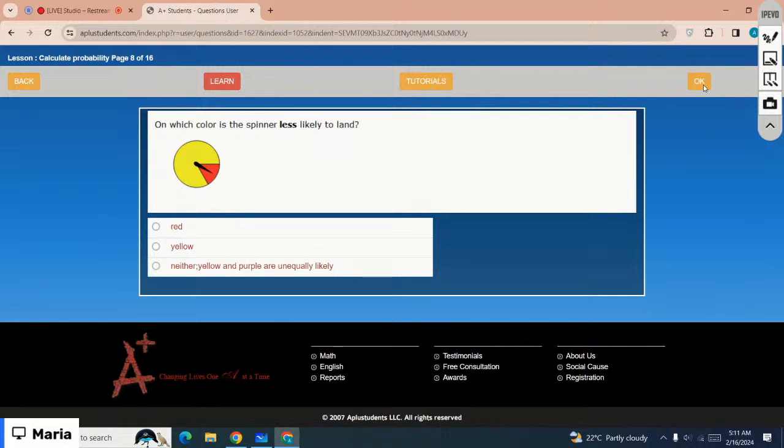The correct option is yes, it will be less likely to land on red because it has less red portion, so it will be less likely to land on red.